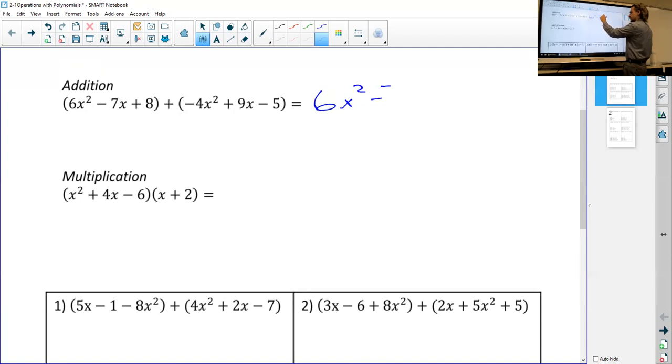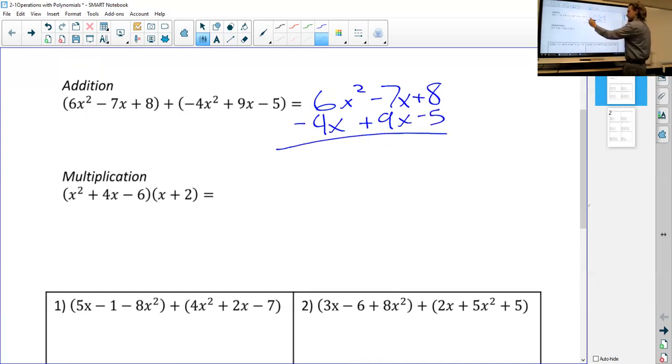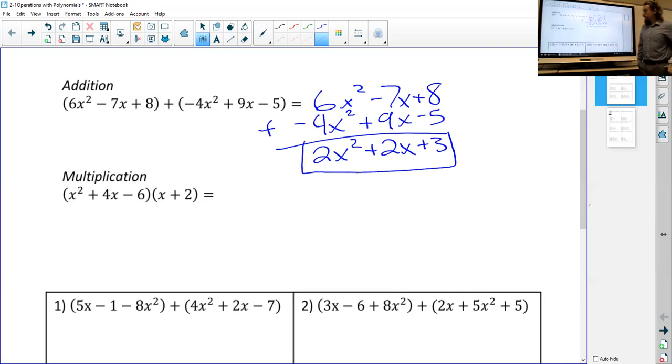These examples are nice, but the actual problem is not so much. And then line up your second set of parentheses with that. So I'm going to put minus 4x here plus 9x minus 5. And then you're adding these together. So you follow your rules. So 6 minus 4 is 2. So that's 2x squared. Negative 7 plus 9 is positive 2x. And then 8 minus 5 is 3. And then there's your answer.